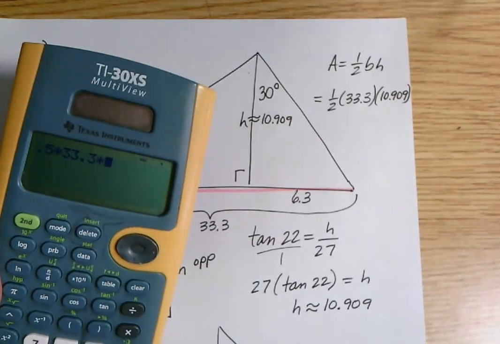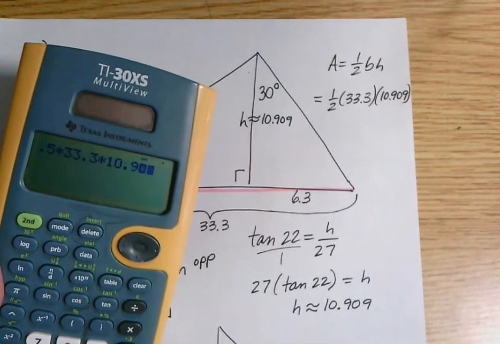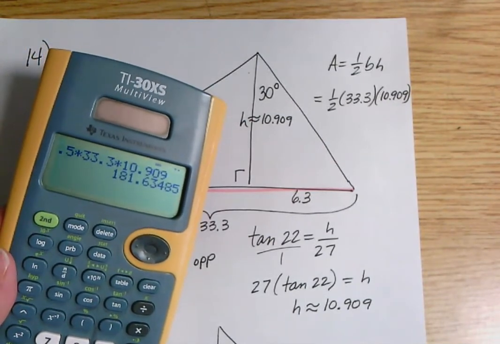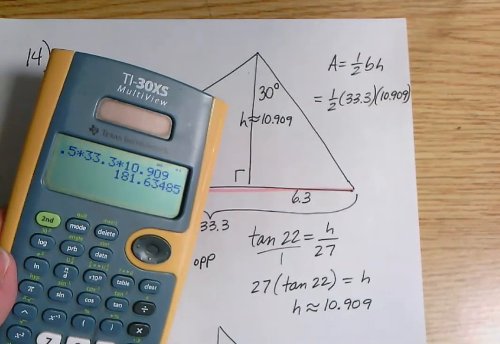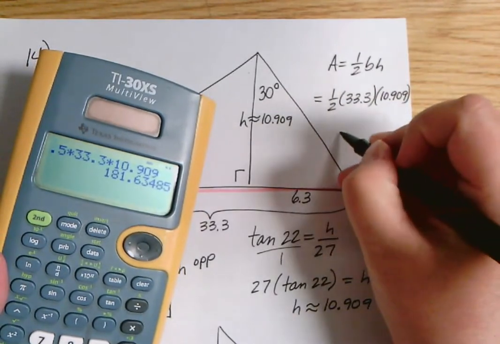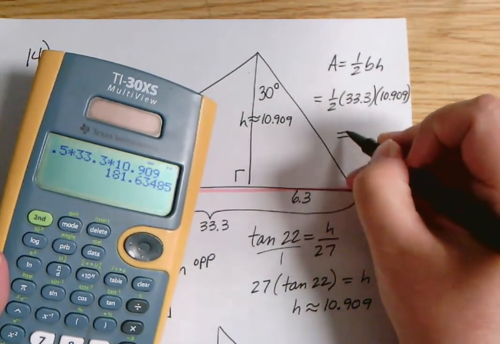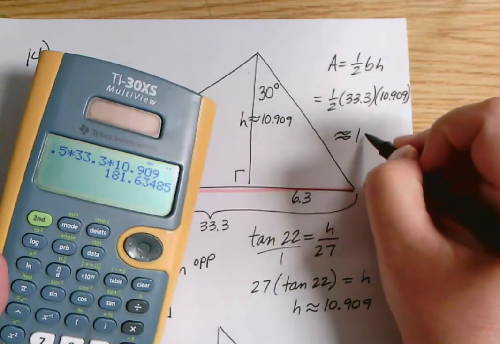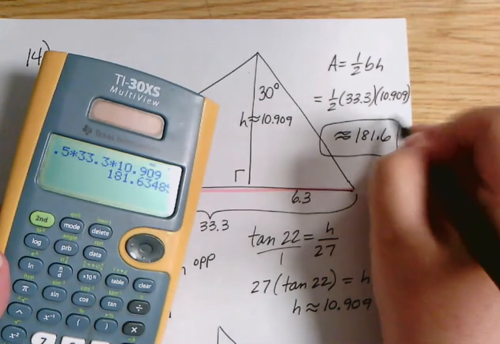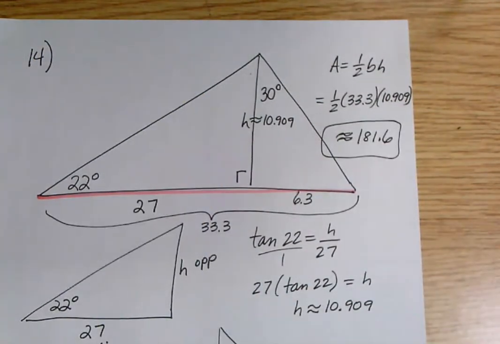I really don't have to be as careful to keep using the same number as I was doing last time. I was really just kind of showing you how to do that. Because sometimes it'll give you a much more accurate number, especially if you're having to do a lot of stuff along the way, a multi-step problem, basically. So this gives me, and it's really approximately, 181.6. So that's what I get for my area.